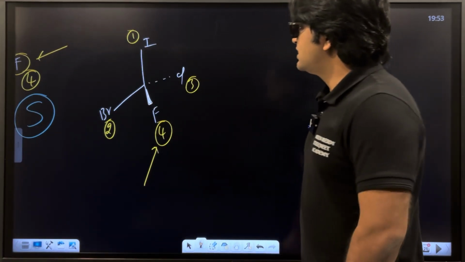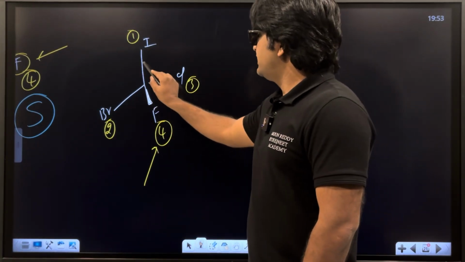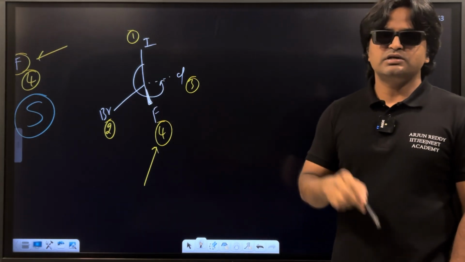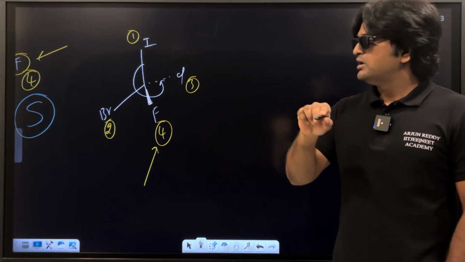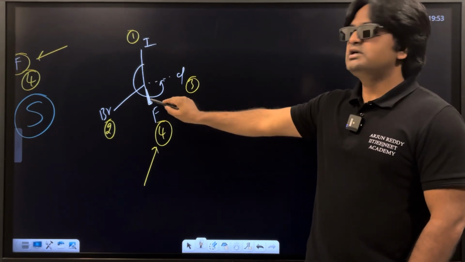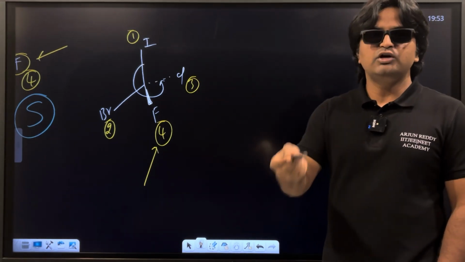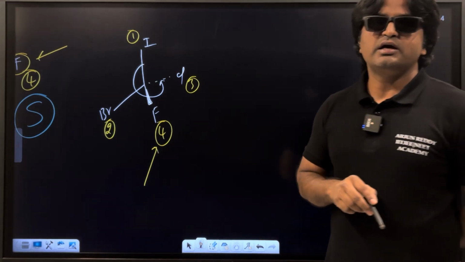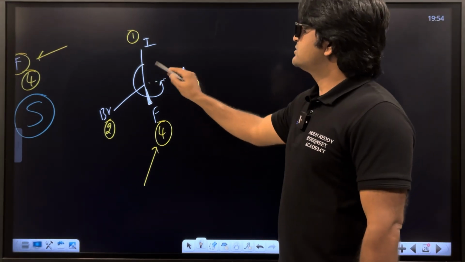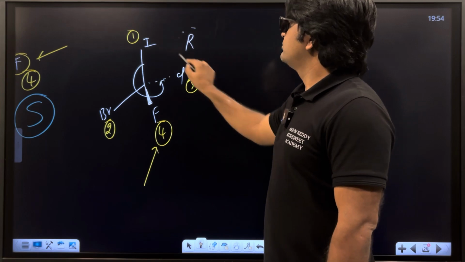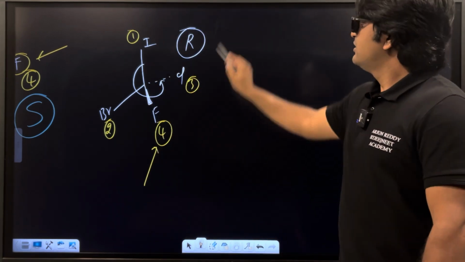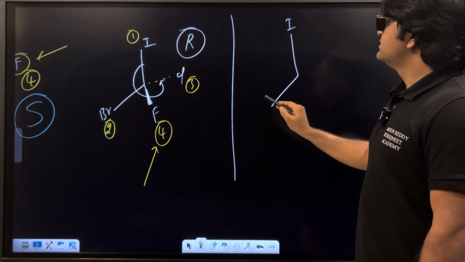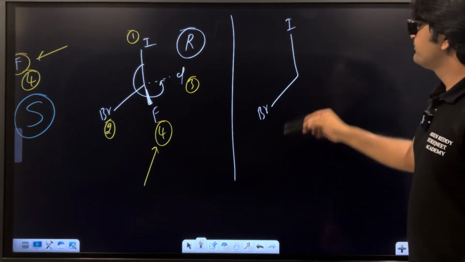Now here you can solve like this. What is the priority direction of 1, 2, 3? Clockwise direction or anti-clockwise direction? Anti-clockwise direction. And your least priority group is present on the thick wedge, that is nearer to the observer. Then what is the configuration? S configuration or R configuration? Anti-clockwise direction, but the configuration should be what? R configuration.